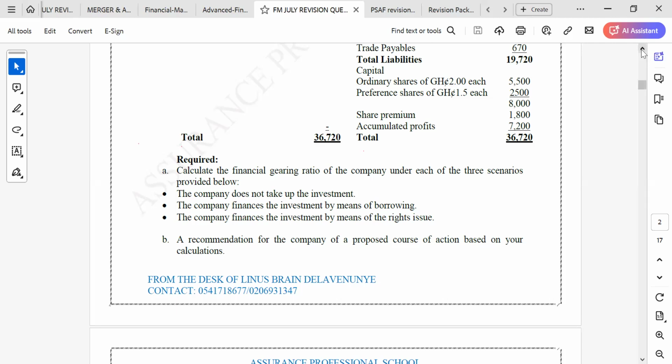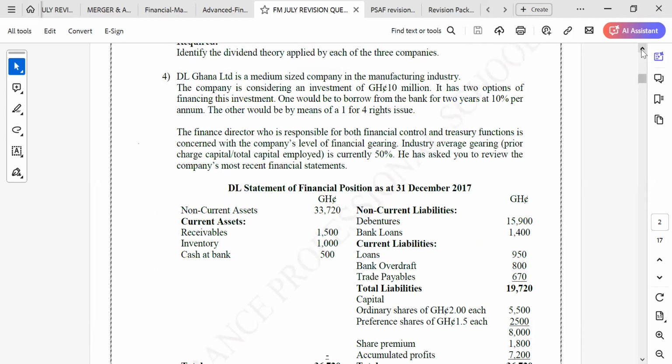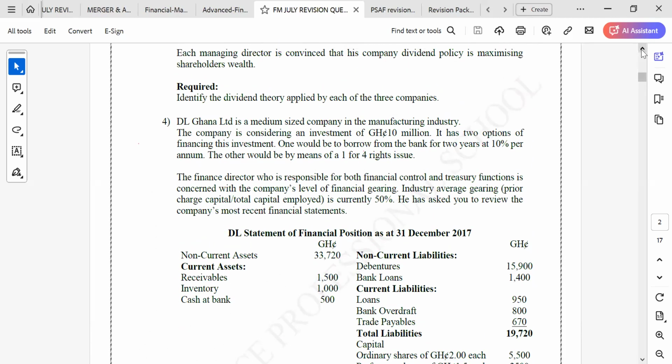Okay. So this is about capital structure, which is basically talking about financial gearing. Capital structure, we are talking about the structure of the organization in terms of long term. So we can use operating gearing, which has to do with the fixed cost component that the entity is having, and financial gearing. And this is about the financial gearing. They are saying that the company wants to undertake an investment, and the investment is 10 million. Industry average gearing, which is prior charge capital over total capital employed, is currently 50%.